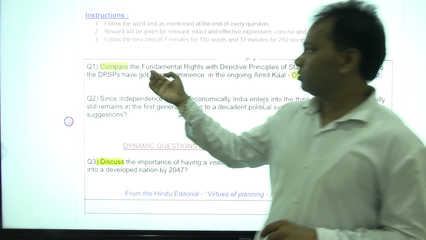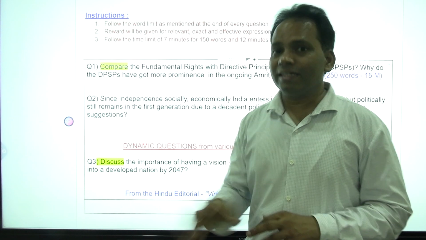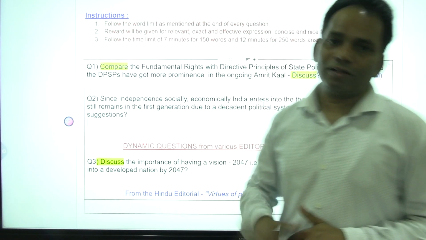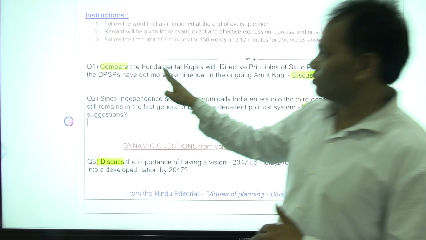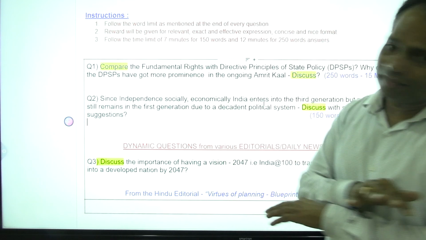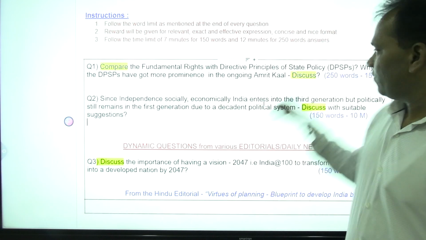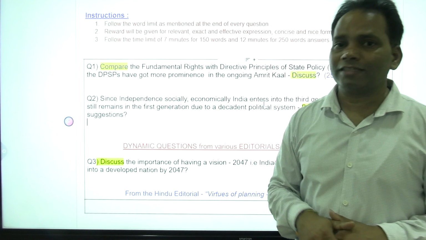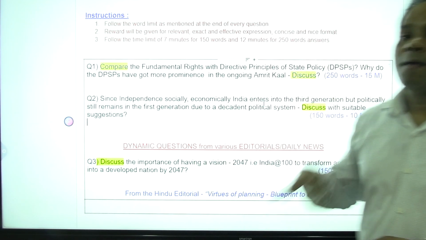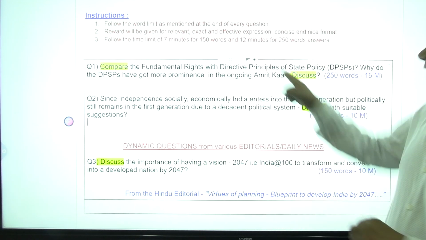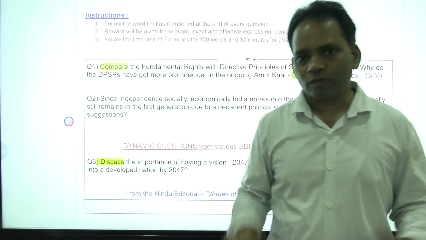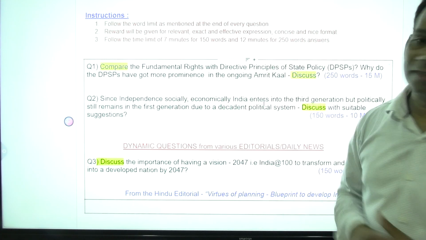Fundamental rights will be implemented directly once the constitution came into effect. Whereas the directive principles of state policy are not directly enforceable. Only through acts of Parliament will they be effective, otherwise no. This is another important difference between these two.